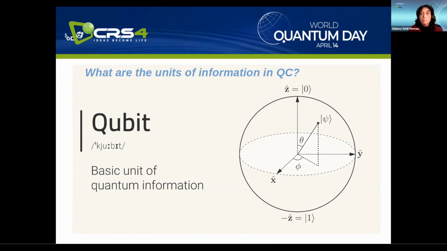A classical bit is binary. It can take one of two states. It can either be state 0, let's say a coin side like head, or it can be state 1. For the same coin, it's the other side, tail.